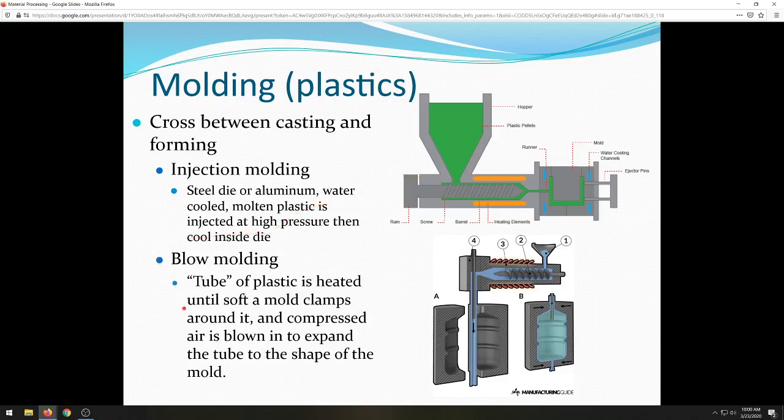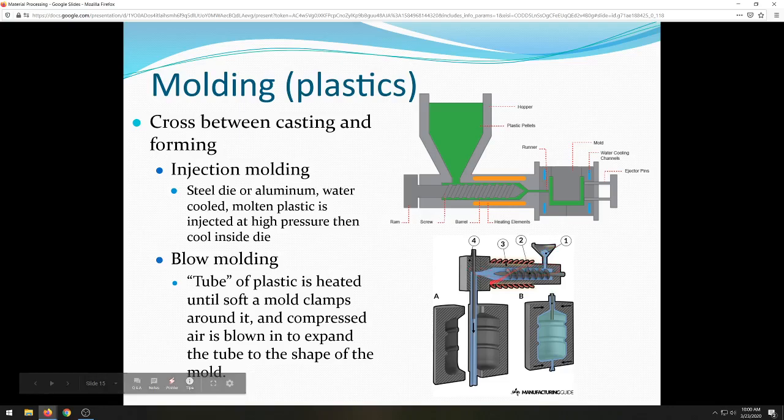Moving on to blow molding. This is where we take something like a tube of plastic, a tube, an envelope, whatever you want to call it, some way that we can get air inside of the tube. So you take this bag of plastic, and you heat it until it's soft but not liquid, and then a mold clamps around it. So if we take a look here, we've got our plastic pellets.